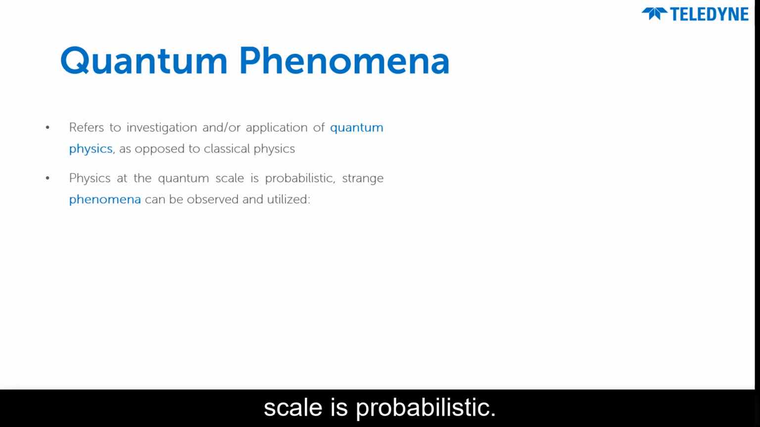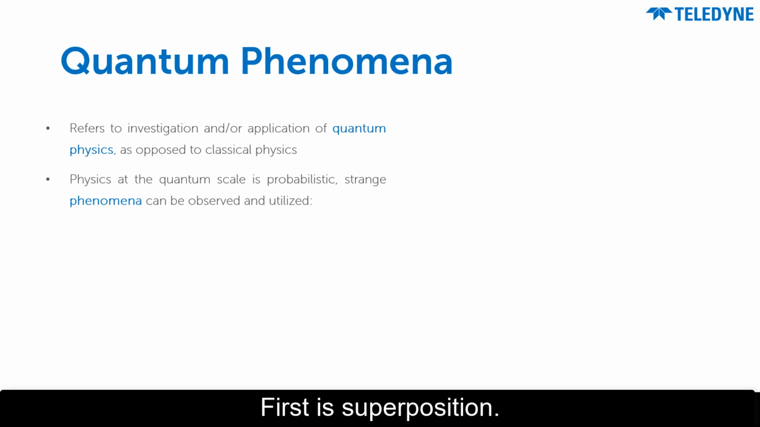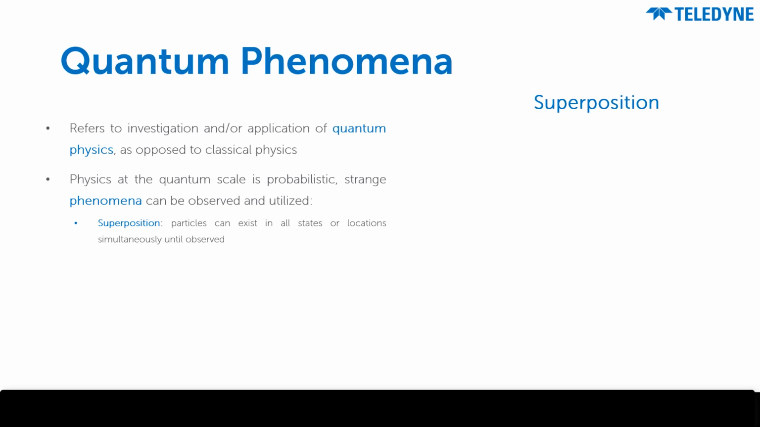Physics at the quantum scale is probabilistic. Strange phenomena can be observed and utilized. We're going to go through some of the major ones, but this section is not exhaustive. Quantum physics is a complex and rapidly developing area. First is superposition. This is the concept that particles can exist in all states or locations simultaneously until observed.